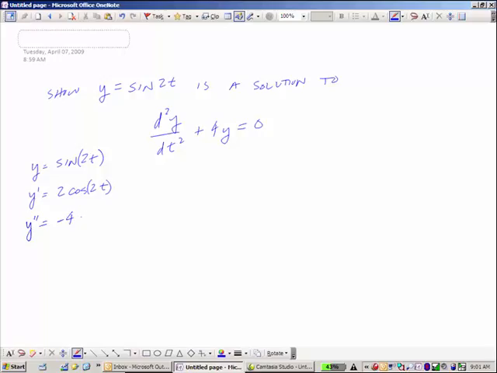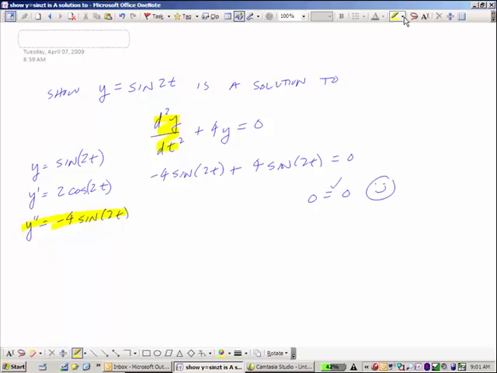Sine or cosine? Sine. Okay, so now I just plug in for the second derivative. That's going to be negative 4 sine of 2t plus 4 times, plug in for y, sine of 2t equals 0. Hey, yeah, it does. And that came from here, right? And then y came from there. So it's really just about plugging in and showing.